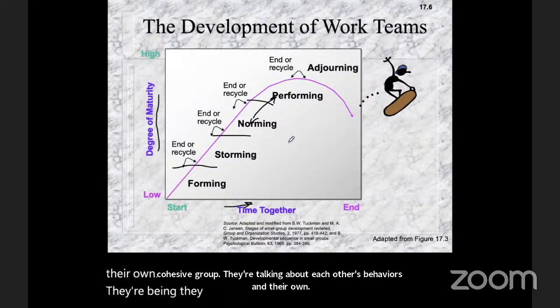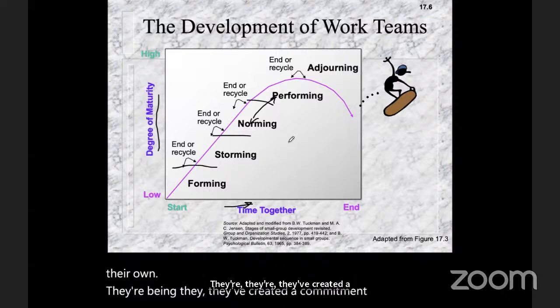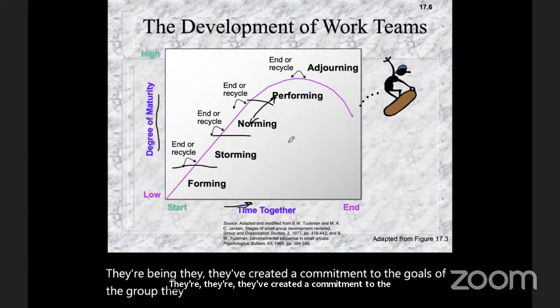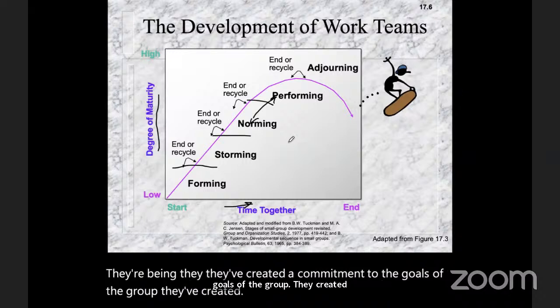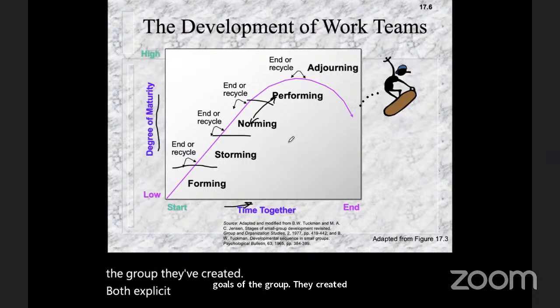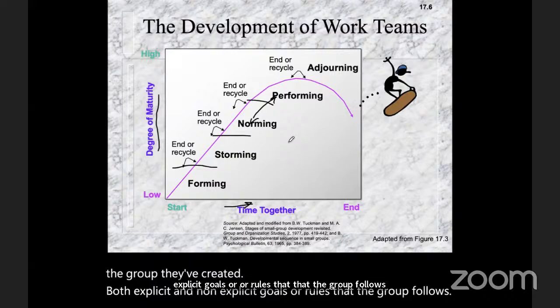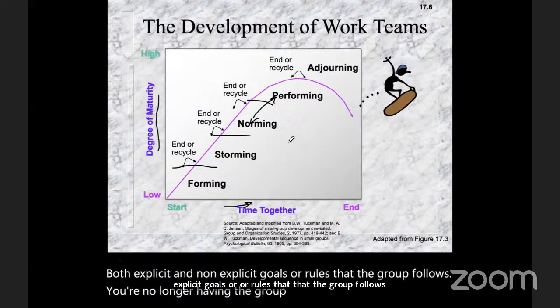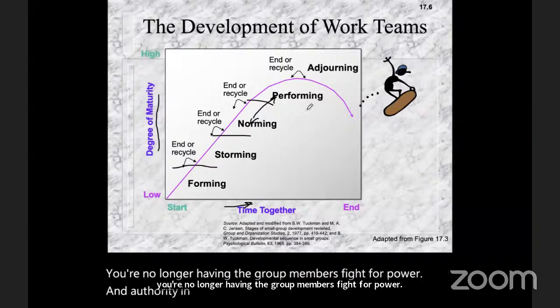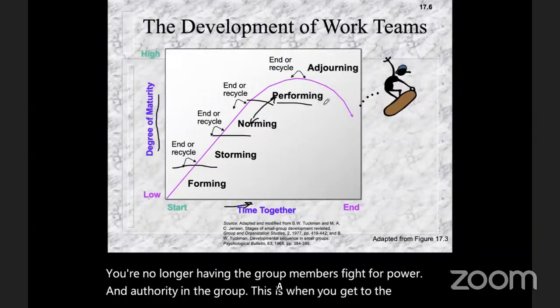They've created a commitment to the goals of the group. They've created both explicit and non-explicit goals or rules that the group follows. You're no longer having the group members fight for power and authority in the group. This is when you get to the performing phase.